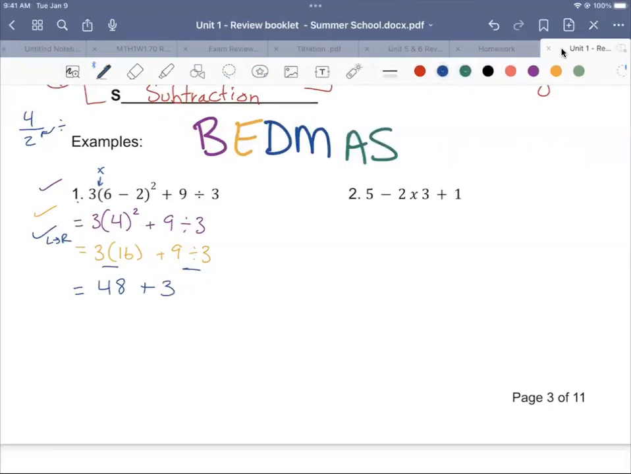So now when I take a look, I also have addition and subtraction, and in this case, just addition. So 48 plus 3 is 51, which is my final answer.